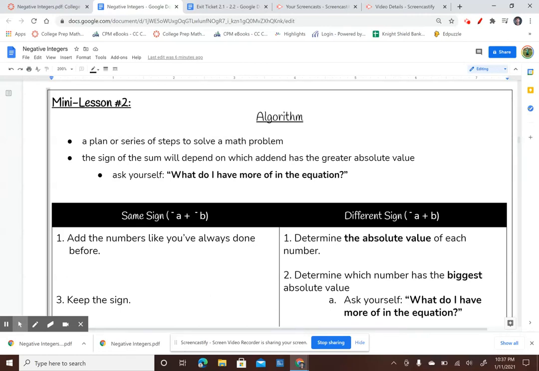All right, everybody. Nice job on that first section. Now we're taking a look at mini lesson numero dos. So this is all about the algorithm, that sweet trick I was talking about.